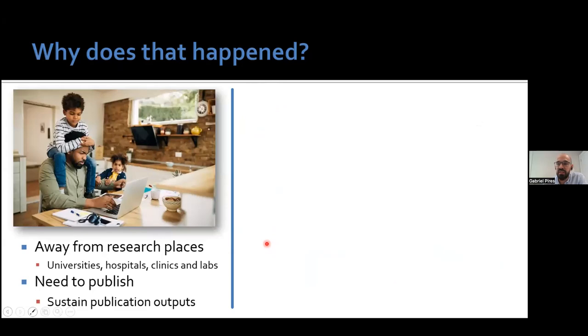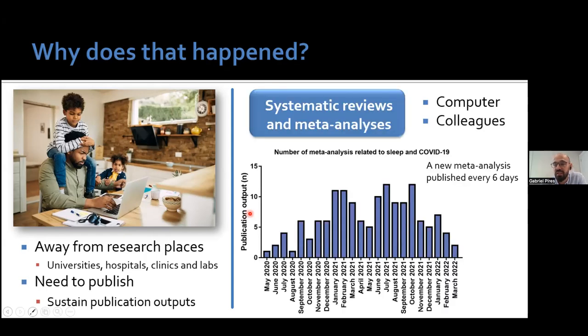So basically, what was explaining that was the fact that people were away from their research places. They had to publish regardless of that. So what can you do at home, away from your hospital, your laboratory, your clinic? What can you publish? You can publish easily a systematic review, because everything you need is a computer and some colleagues, not necessarily in the same place as you. They can be at their homes as well.